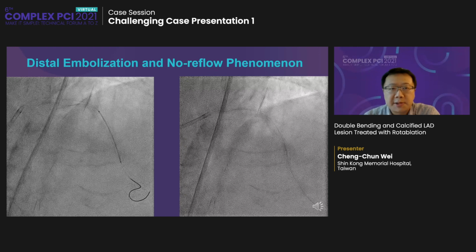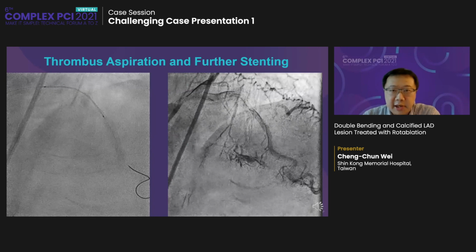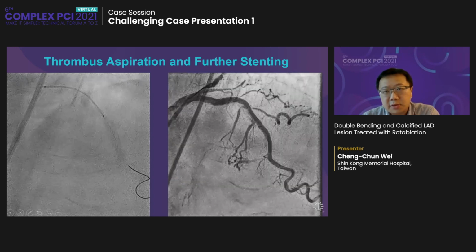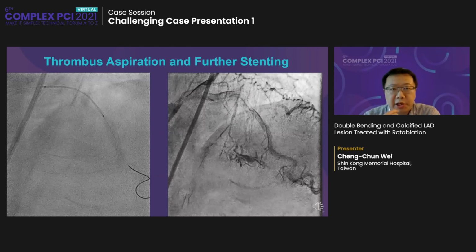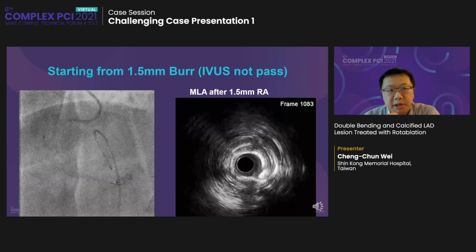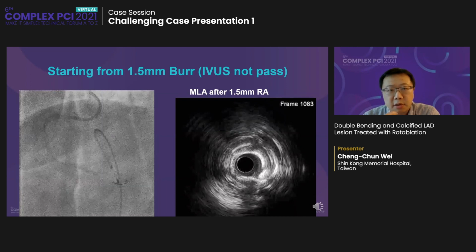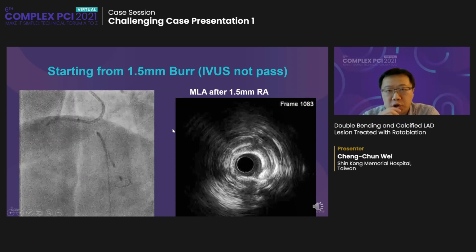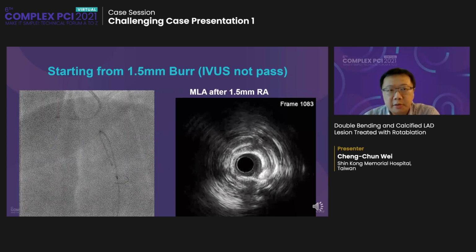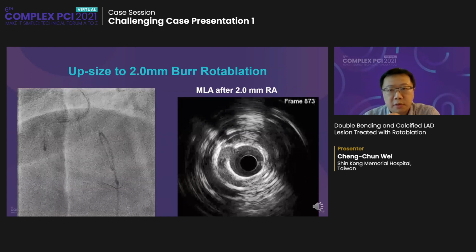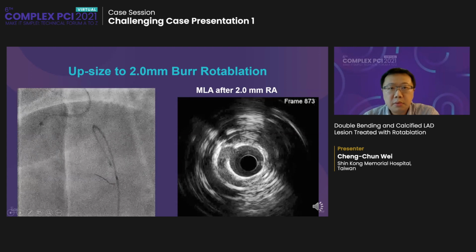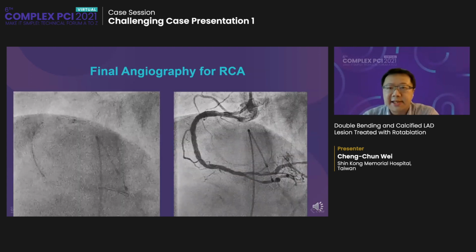We performed thrombus aspiration and deployed another stent in the proximal LAD, and the result for the LAD was not so bad. We also treated the RCA. We put in a temporary pacemaker and started with a 1.5 millimeter Burr because our IVUS catheter could not pass. This is the IVUS image, which shows the MLA after 1.5 millimeter rota ablation. Then we upsized to a 2 millimeter Burr because the RCA was a huge vessel. This is the MLA after 2 millimeter Burr ablation. This is the final angiography for the RCA.